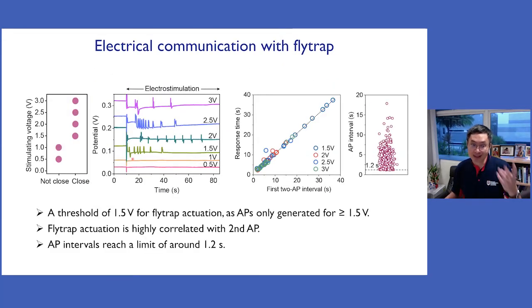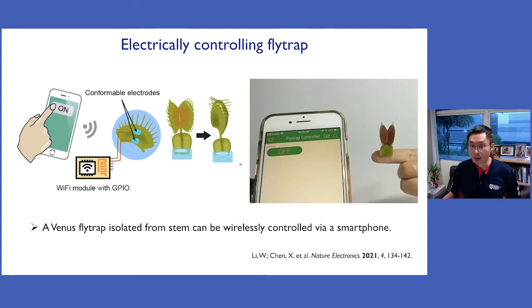And we can also understand which voltage you need. You need about 1.5 volts to close this trap. In this case, it is useful. Once I understand this, we can then connect with Wi-Fi. You can see we can control the Wi-Fi on and off. You see, immediately I can click again, turn it on to stimulate, and immediately the trap closes. So this is how we can use an outside electrical source to control the flytrap.